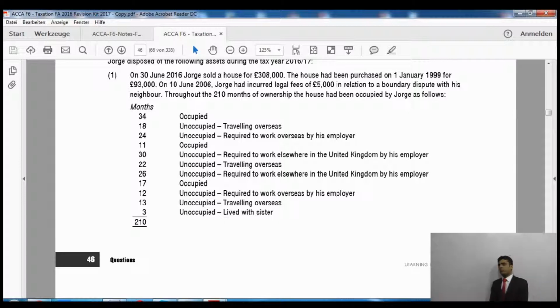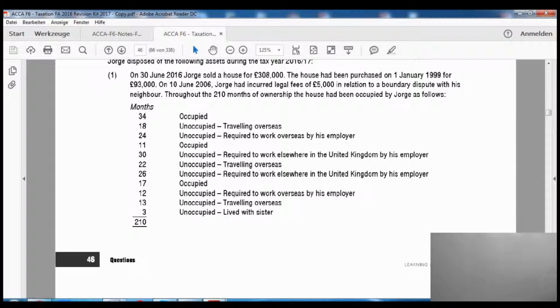After that, it says 24 months unoccupied, required to work overseas by his employer. So if you are going to work overseas for your employer, you can do so for 3 years. Actually, overseas is not limited to 3 years. Overseas is any period for overseas purposes. So this will also go into the occupation period, right? Because he has been overseas for employer purposes, for his job purposes.